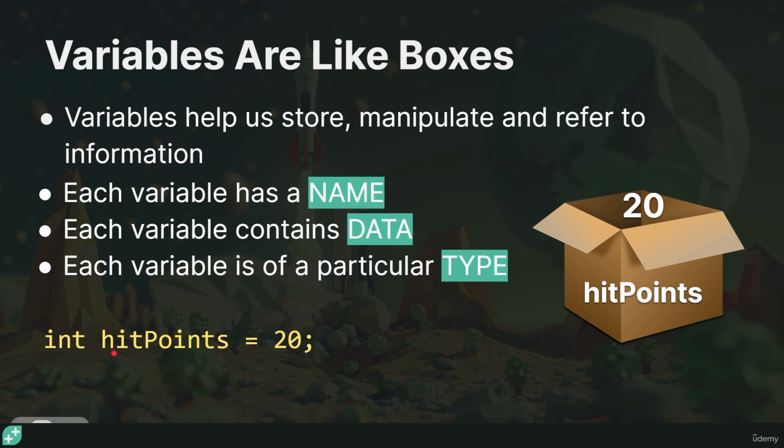a reference for integer. Then we would give our variable its name, hit points, and the convention we use is lowercase for the very first letter, and then uppercase for the start of any other word we have. So lowercase h and then uppercase p for hit points. And then we declare this, the variable of hit points at the moment is going to equal the value of 20, and then we have a semicolon at the end to say we've finished declaring our variable.